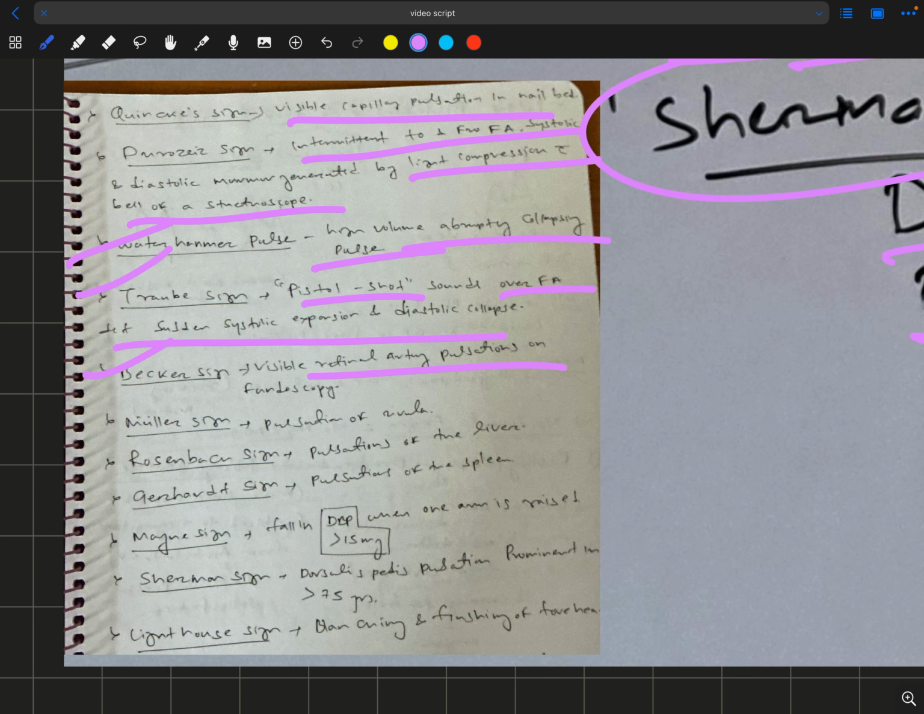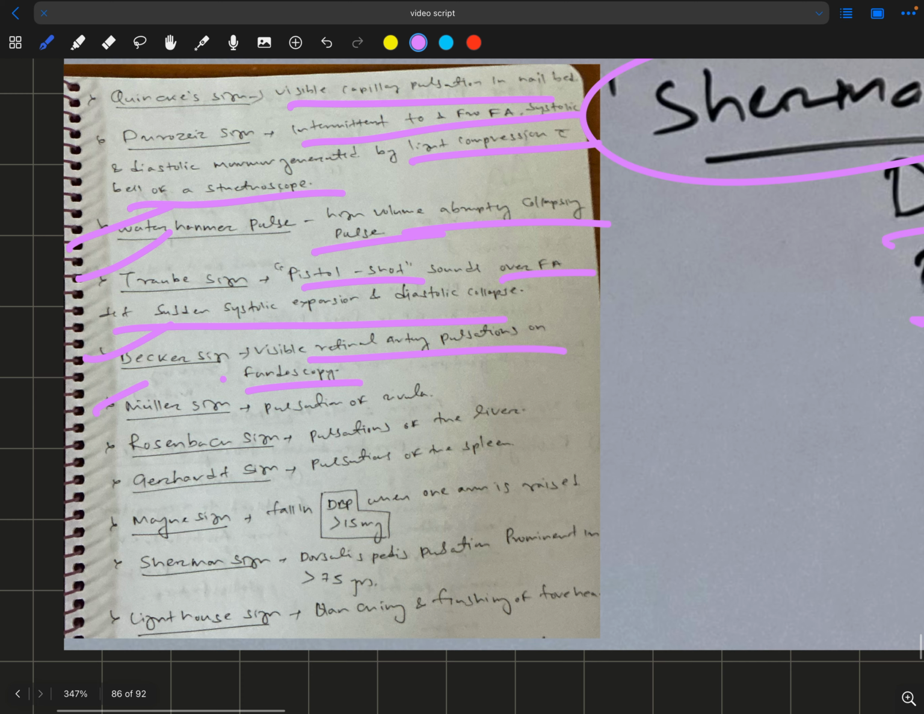Becker sign is visible retinal pulsation on fundoscopy. Müller sign is pulsation of the uvula. Rosenbach sign is pulsation of the liver. Gerhardt sign is pulsation of the spleen.